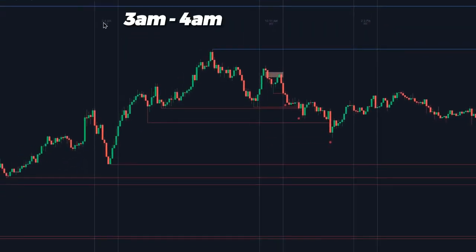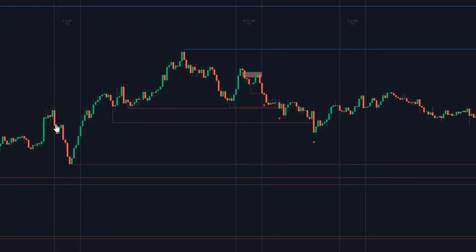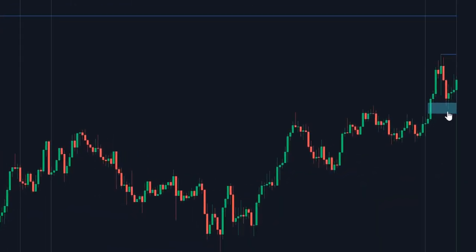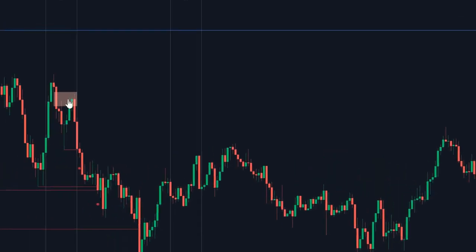So 3 a.m. to 4 a.m. would be the first 1 hour of the London session. And then 10 a.m. to 11 a.m. is the New York session. And then 2 p.m. to 3 p.m. is also during the New York session. Then lastly, this is a bullish fair value gap. And this is a bearish fair value gap.